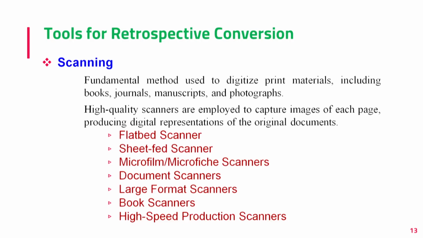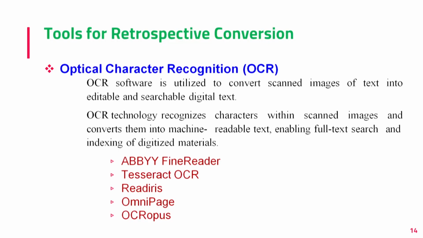Scanners should always be high-end machines, and when you talk about scanners you need to use an established scanner which can scan the document without losing any of its characteristics. That means you are digitally converting that particular document using a scanner. There are different types of scanners, for example flatbed scanners, sheet-fed scanners, microfilm or microfiche scanners, document scanners, large format scanners, book scanners or high speed production scanners. Any of these scanners can be used for better quality while converting from analog to digital.